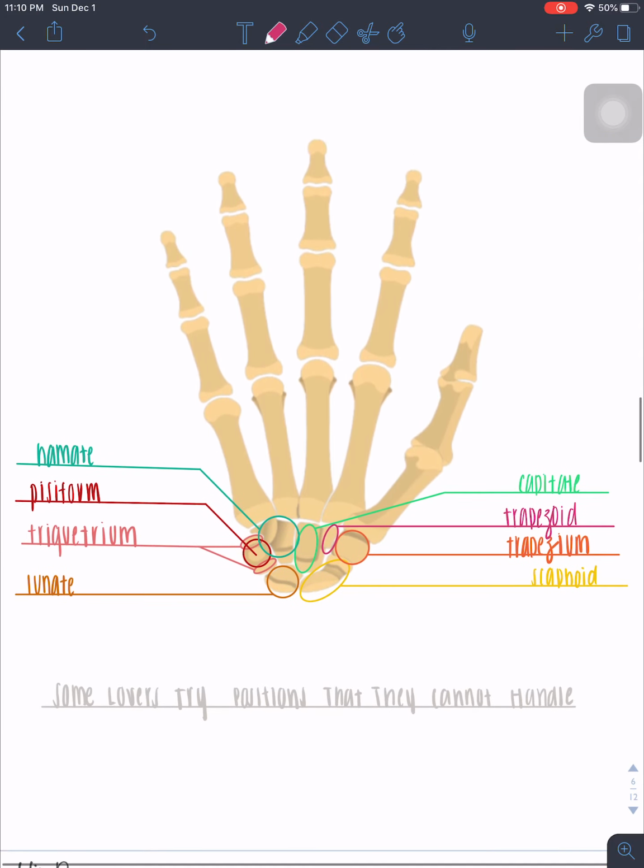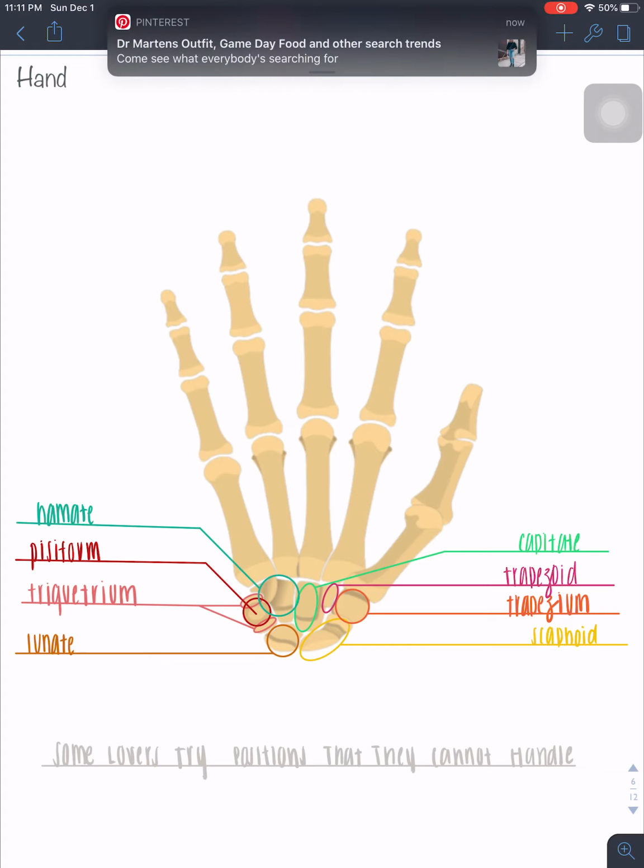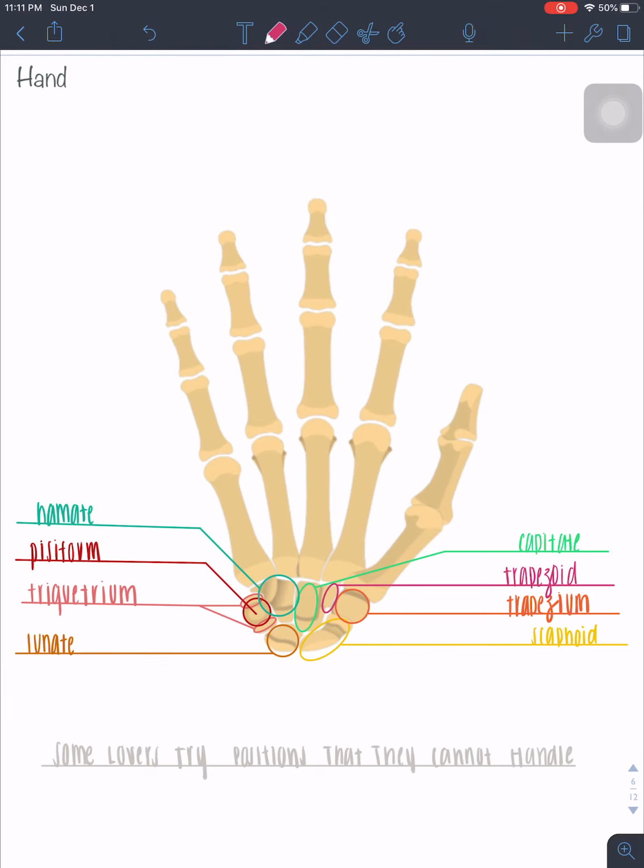Next is the hand. And for the hand there is, I forgot, a mnemonic, I think, or something like that. It is some lovers try positions. Oh, and now my Pinterest popped up. I'm on Pinterest. Some lovers try positions that they cannot handle.